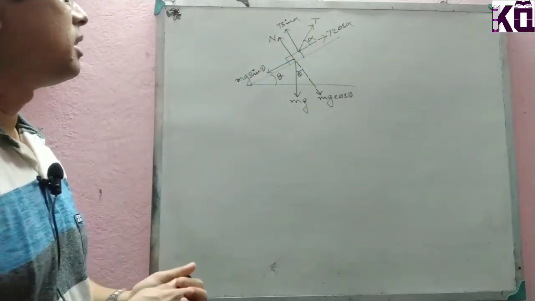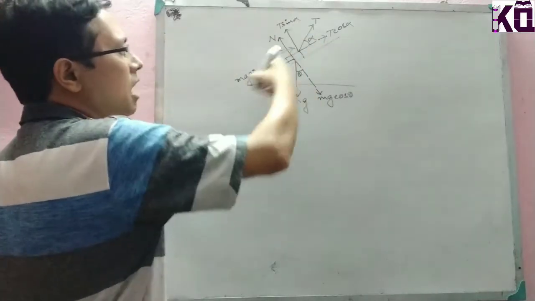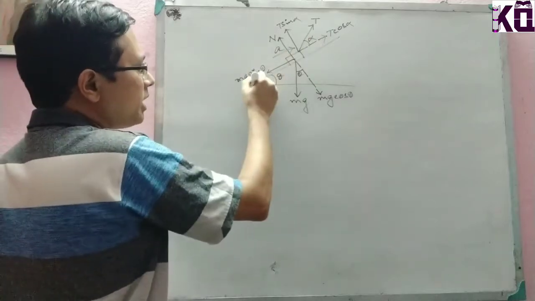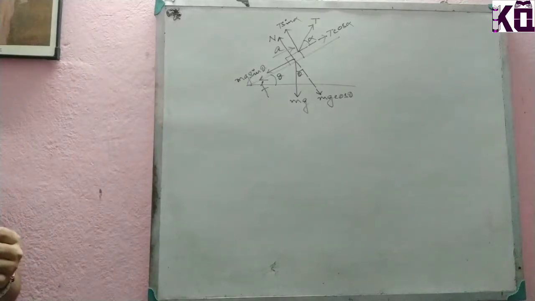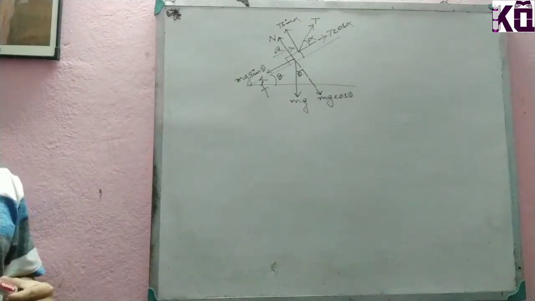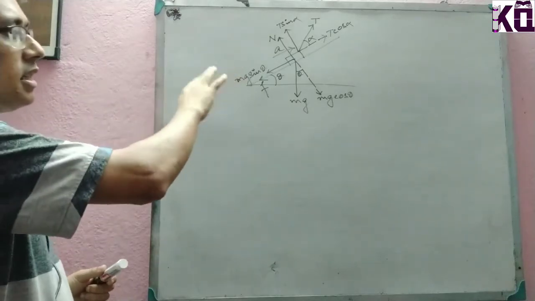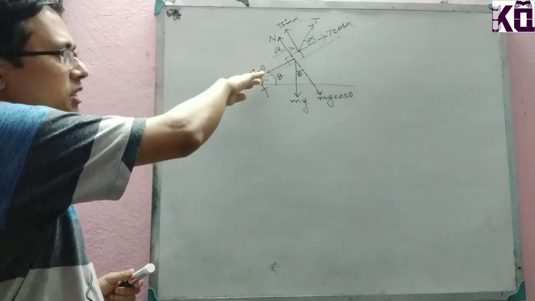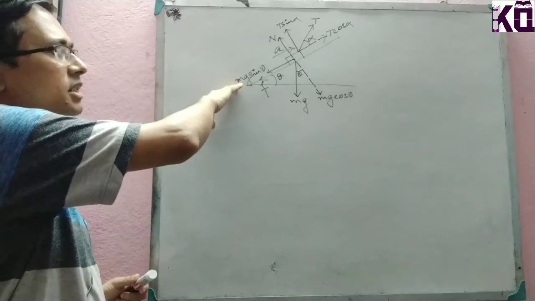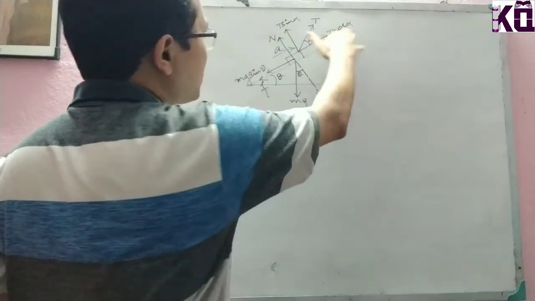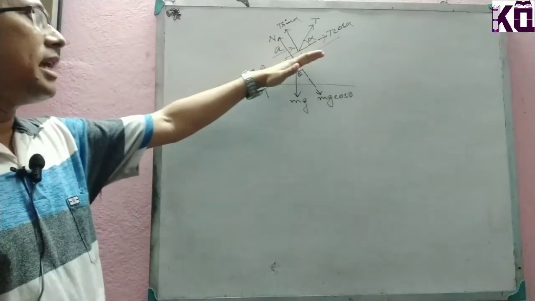Then what will happen? If this object is moving with an acceleration in the upward direction, then obviously there must be the frictional force acting in the downward direction. So in this case, the downward forces are the frictional force F and mg sin theta. T cos alpha is acting in the upward direction, and T sin alpha acts perpendicular to this inclined plane.